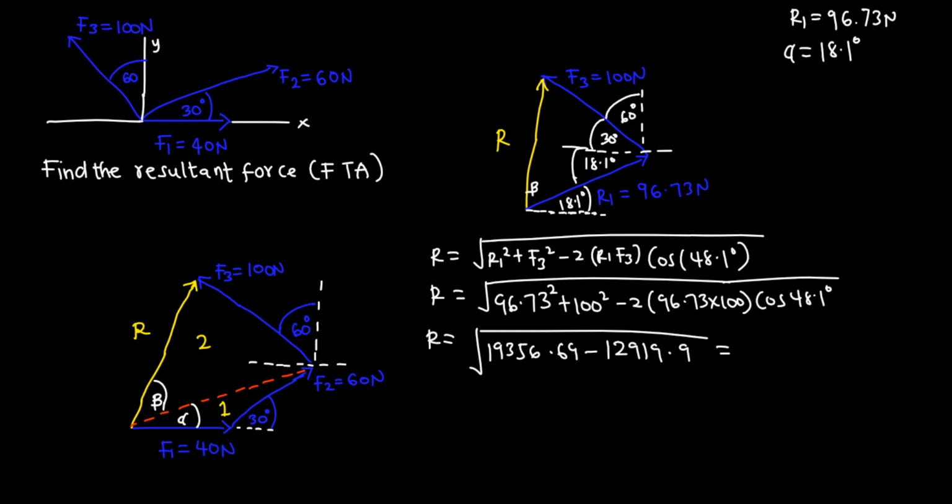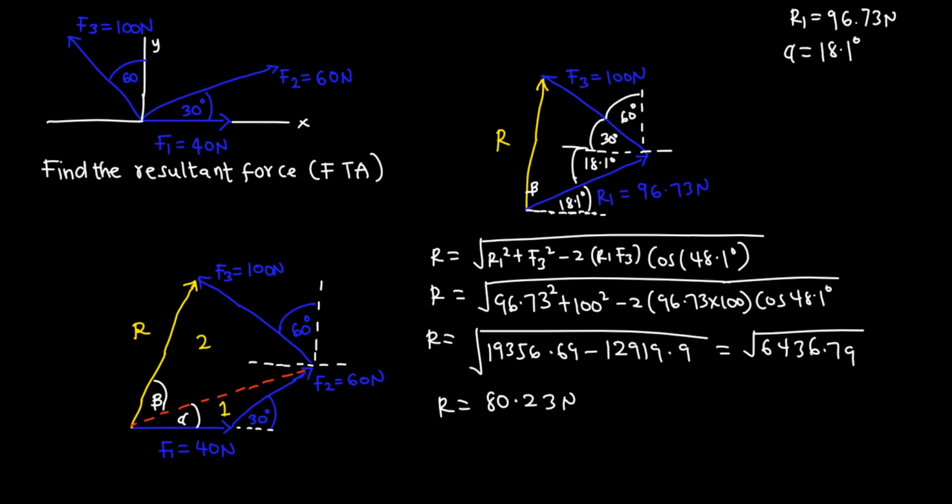Okay, so now let's simplify this here. So that'll be 19356.69 minus 12919.9. That'll give me 6436.79. Okay, so now let's take the square root of that. This will give us a value of 80.23 Newton, and then that will be the value for the resultant force.